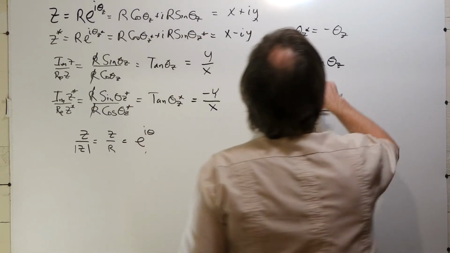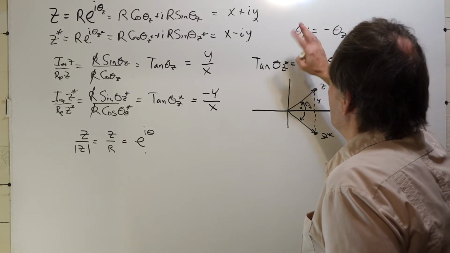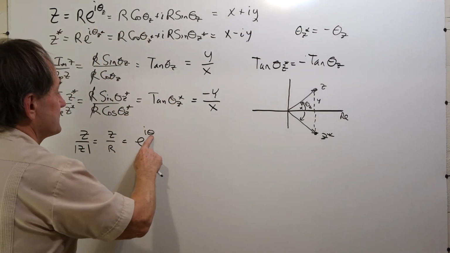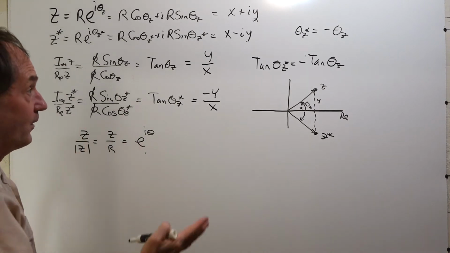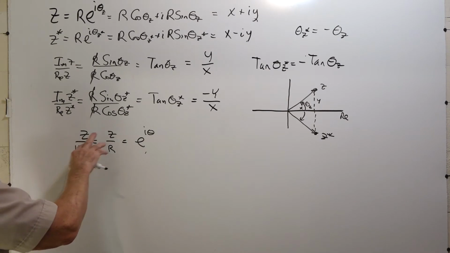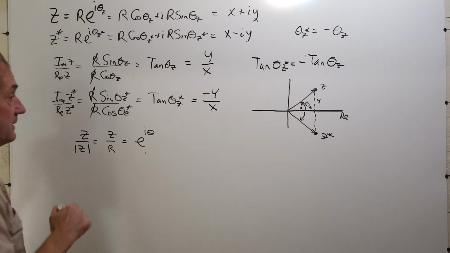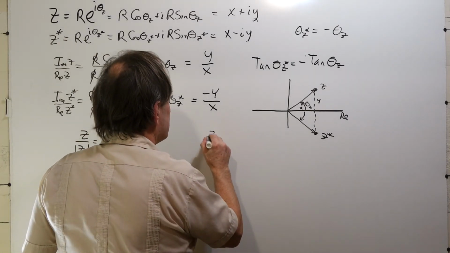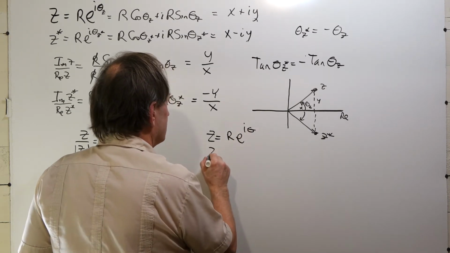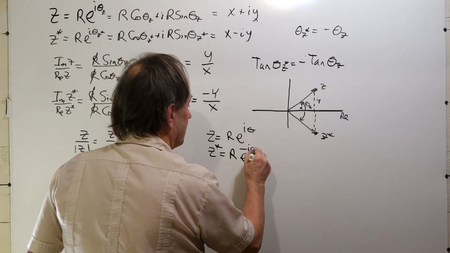Rather than designating the conjugate's angle as theta z star and the original complex number's as theta z, we just use theta, and we know through this exercise that the theta for the conjugate is opposite that of z. For example, if z equals r e to the i theta, then z conjugate is written as r e to the minus i theta.